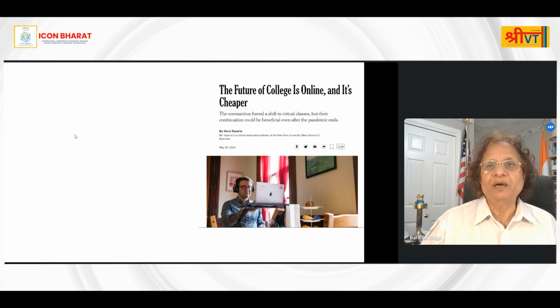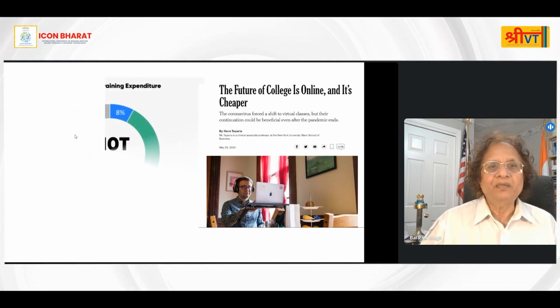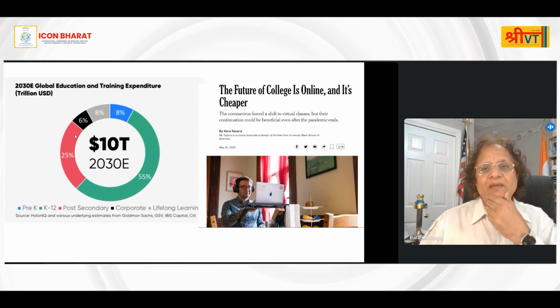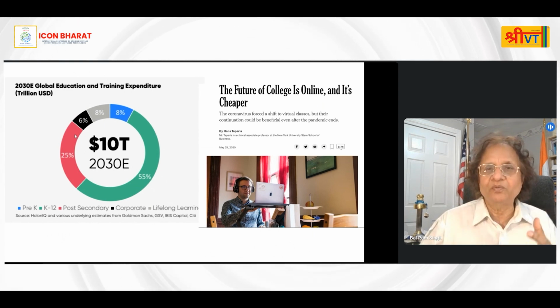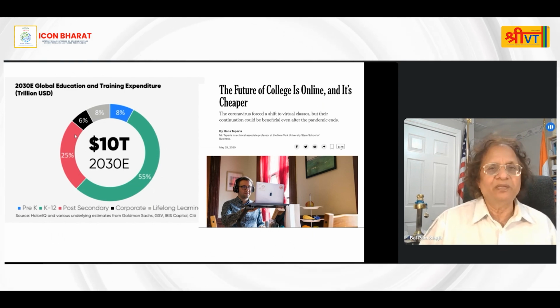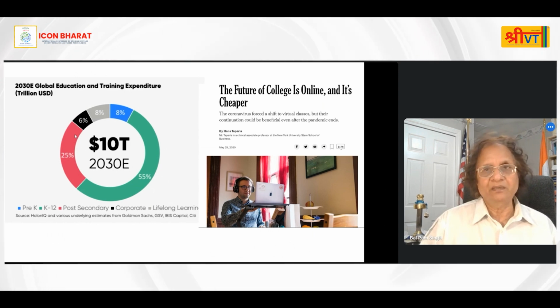And the future of college is online, as I said, and it's cheaper. But here is the figure: about $10 trillion by 2030. They're expecting global education to be that big. So it is not only Vasudhaiva Kutumbakam, but also Vasudhaiva Kutumbakam from the point of view of business. Education is a business if you can bring it out. And it also has a huge influence, not just the money business, but the influence that you can have on people, and on the environment, the society, stability.